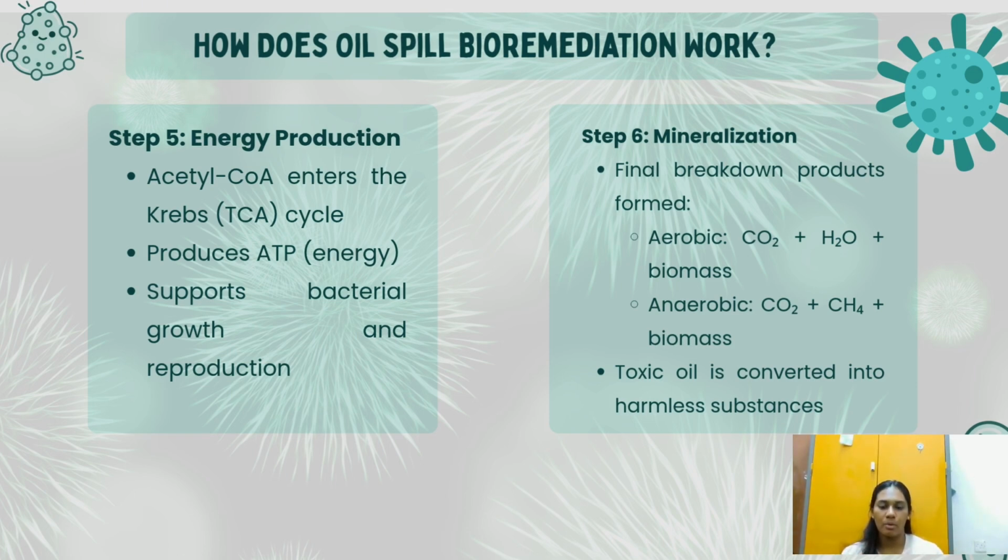The acetyl coenzyme A produced in step 4 by beta oxidation will enter the Krebs cycle, or TCA cycle. Inside this cycle, the bacteria generate ATP, which is considered the main source of energy for the living cells of the bacteria. Once energy is used for the important cellular pathways, it favors the bacteria to grow faster and healthier. So the number of organisms will increase, making bioremediation more effective and faster.